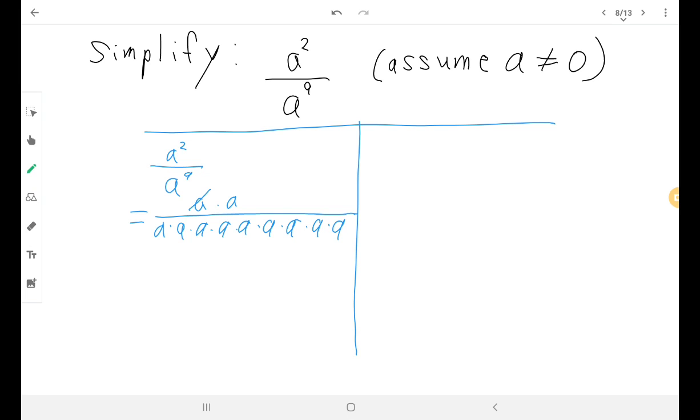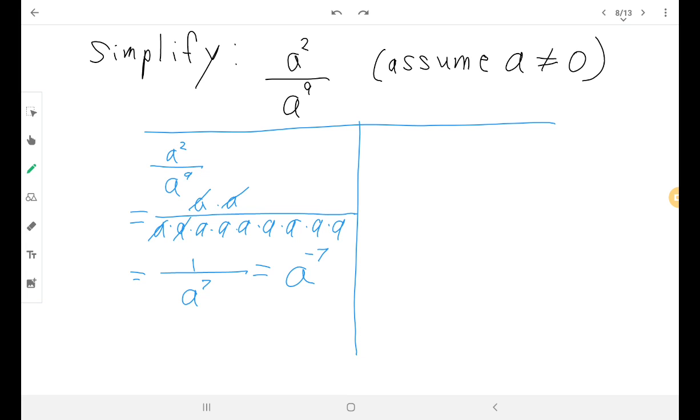And then you could do cancel, cancel, cancel, cancel, which would give you 1 over, and then you'd count there are 7 a's left. And you could either leave it that way, or you could say that's the same as a to the negative 7th, the negative meaning 1 over.